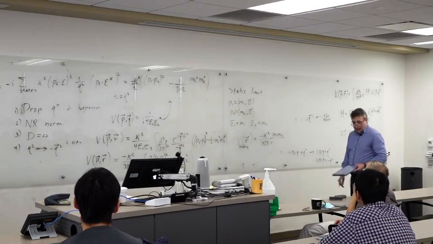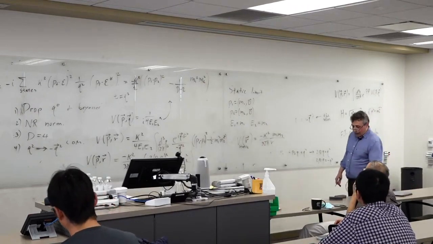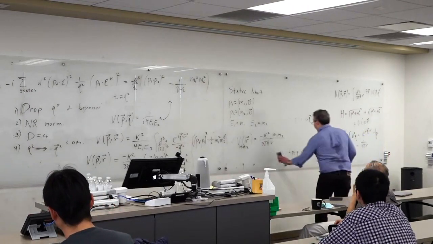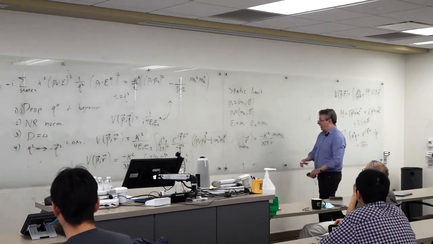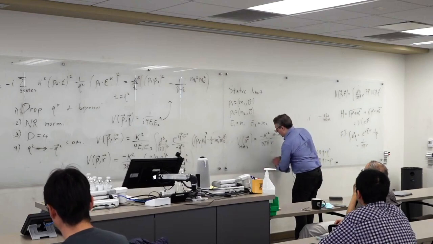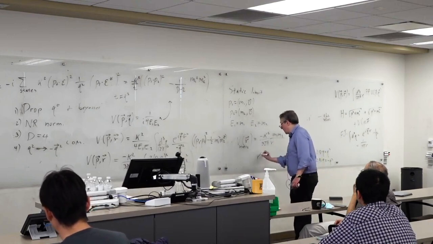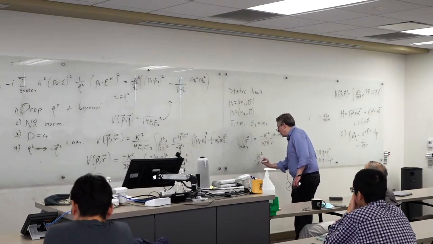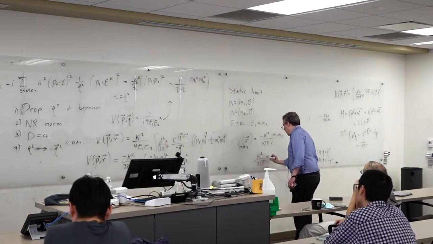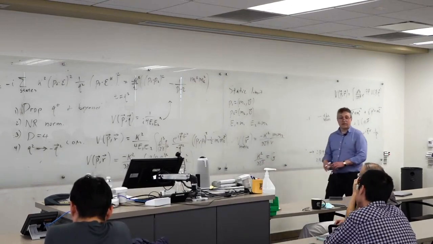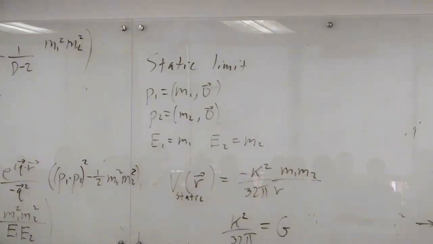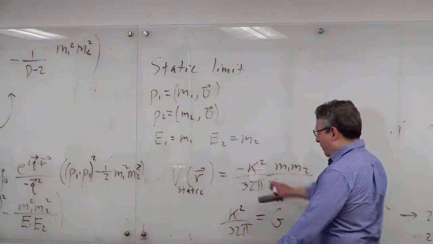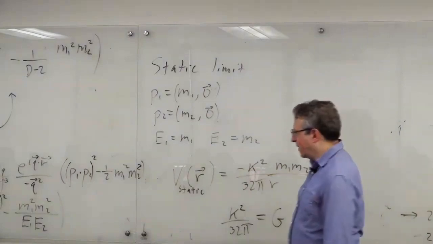At which point I can recognize it and say, oh, I know what that is. I just have to do one little tiny thing. What is this kappa square stuff? So kappa square over 32 pi, that of course has to be equal to Newton's constant. Okay? So this verifies Newton's constant.